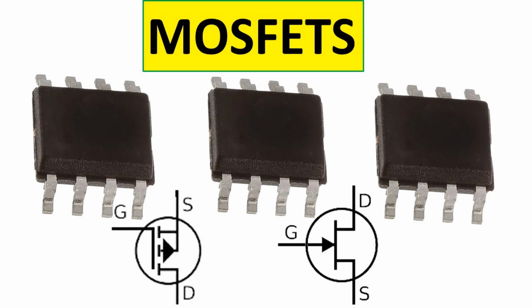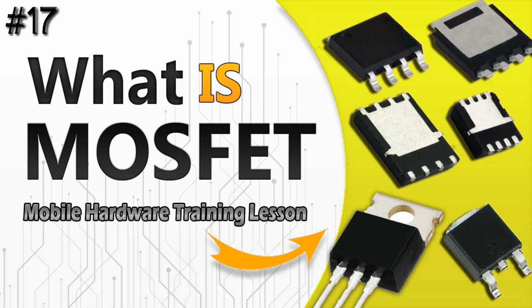CMOS inverter. A basic CMOS inverter consists of a PMOS and an NMOS transistor connected in series. When the input is high, the NMOS transistor turns on, and the PMOS transistor turns off, pulling the output low. When the input is low, the PMOS transistor turns on, and the NMOS transistor turns off, pulling the output high. This complementary action is the basis for all CMOS logic gates.